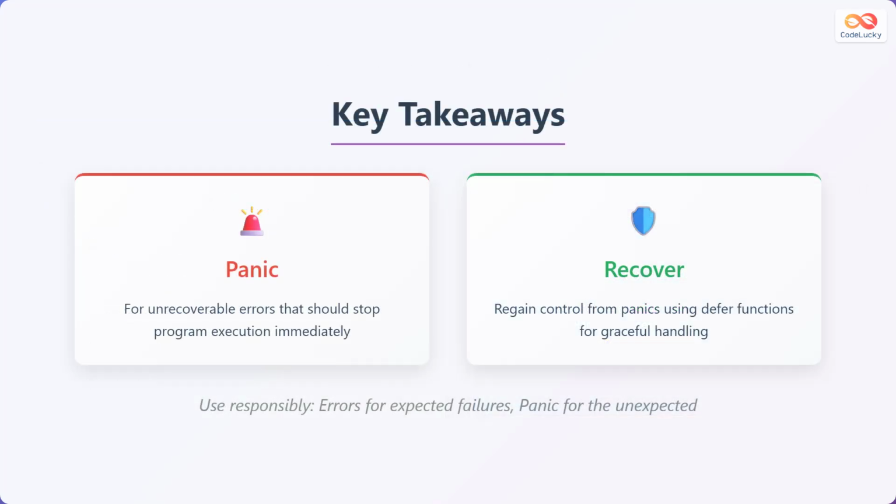Let's summarize the key takeaways. Use panic for unrecoverable errors that should stop program execution immediately. Use recover to regain control from panics using defer functions for graceful handling. Use these tools responsibly. Errors for expected failures, panic for the unexpected.